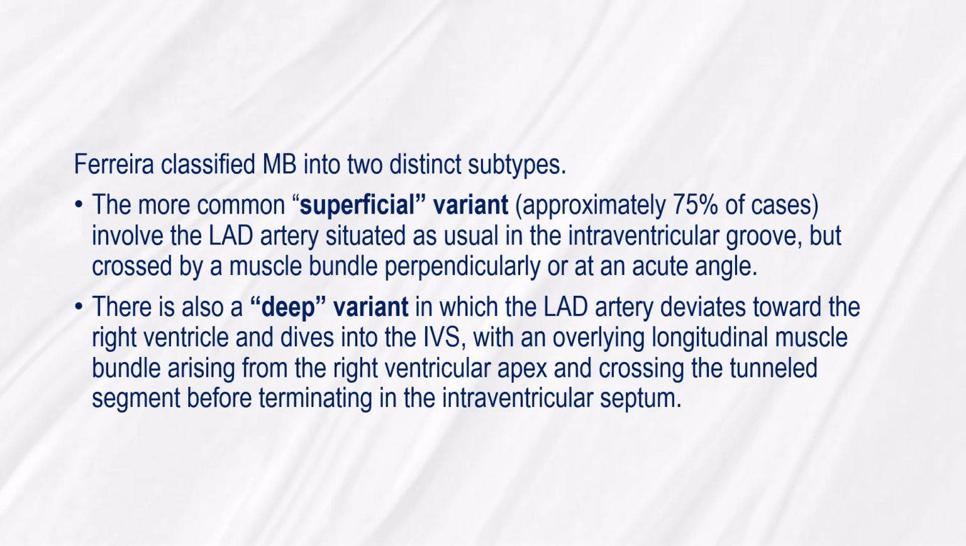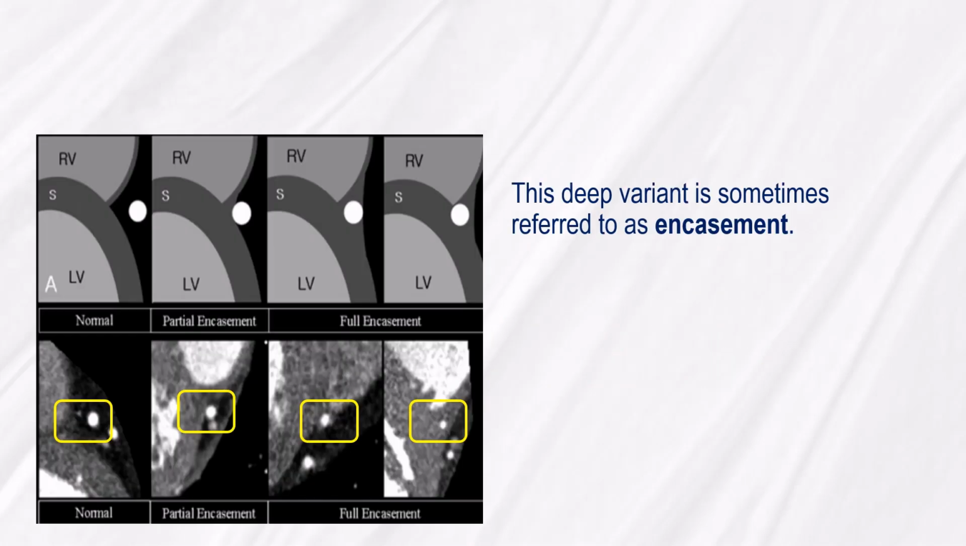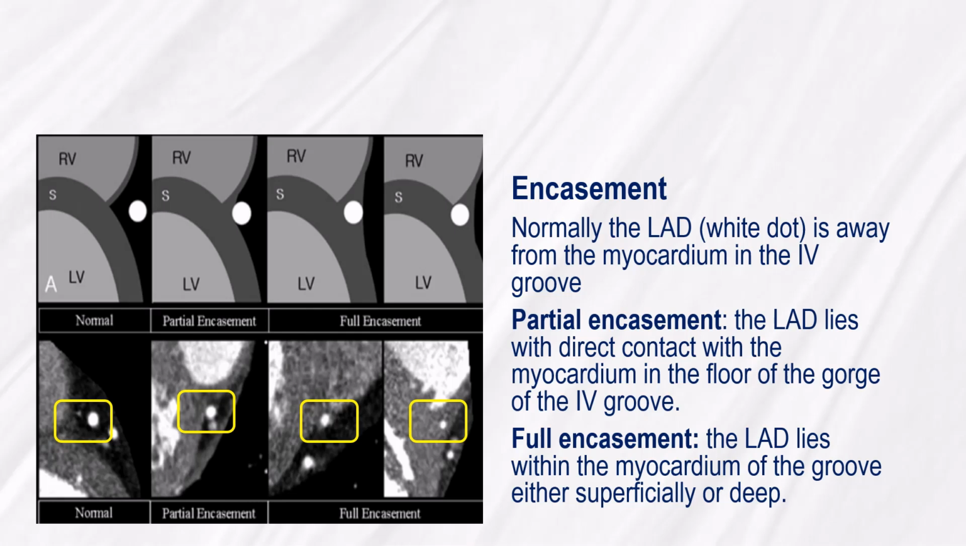The LAD is in the normal position in the interventricular groove, yet crossed by an overlying muscle band, while a deep variant is one in which the LAD deviates and dives into the interventricular septum. In CT images, this deep variant is sometimes referred to as encasement. Normally, the LAD white dot is away from the myocardium in the IV groove.